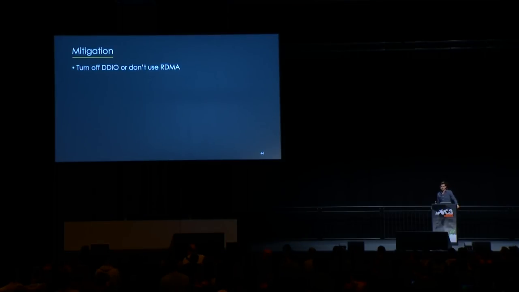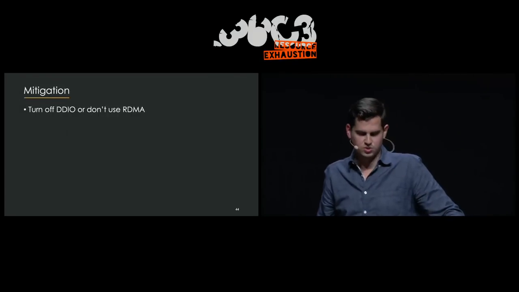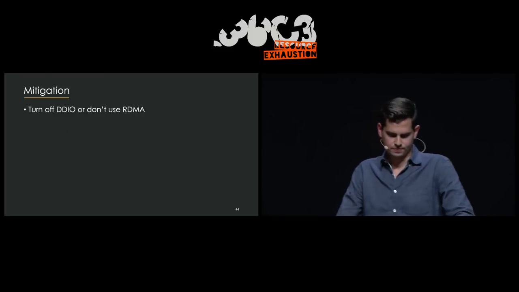So now you might ask yourself, how do you mitigate against these things? Well, luckily, it's just server-grade processors, so no clients and so on. But from our viewpoint, the only true mitigation at the moment is to either disable DDIO or not use RDMA. Both come with a performance impact. With DDIO, you will talk roughly about 10 to 18% less performance, depending, of course, on your application. And if you decide not to use RDMA, you probably have to rewrite your whole application.